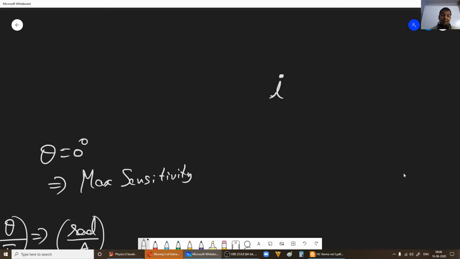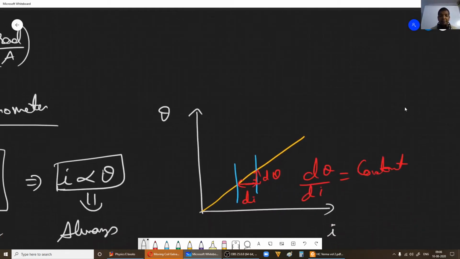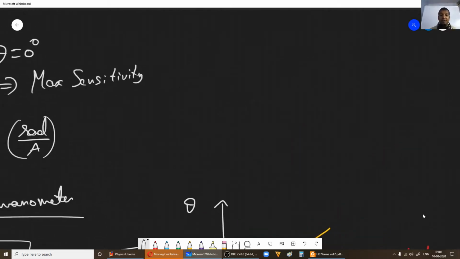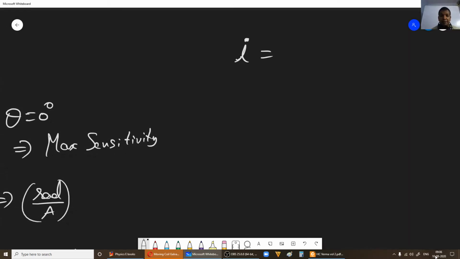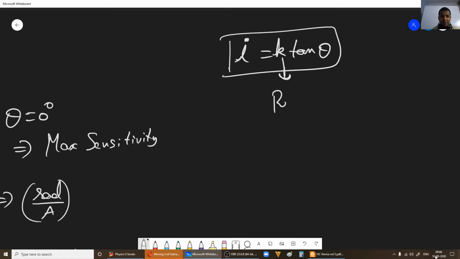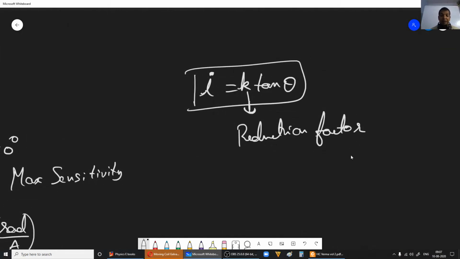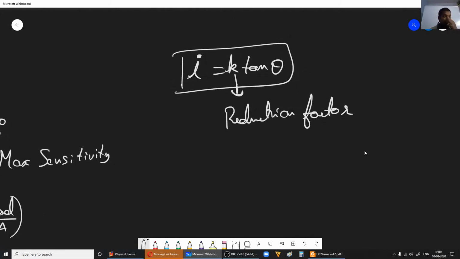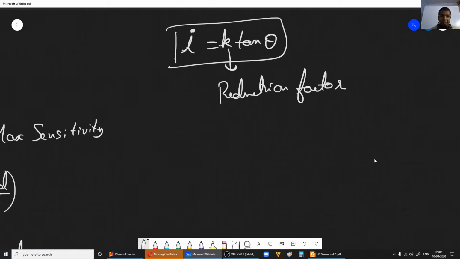Now, how do we measure current in a tangent galvanometer? We don't measure straight away by looking at the pointer. First we look at the angle, then we take tan of that angle, then we multiply by k, the reduction factor. Keep in mind that k stands for the reduction factor. So first we find the angle, put it in this value, and calculate the current flowing through the tangent galvanometer.